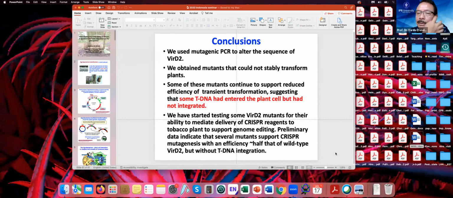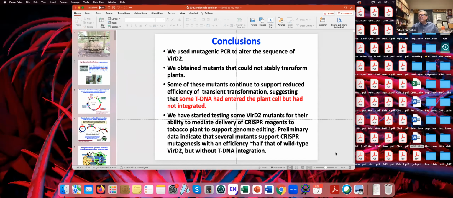Yes, Prof. Gelvin, when I try to use the minimal medium to grow the Agrobacterium, we cannot get enough concentration of the Agrobacterium for transformation. Could you explain this phenomenon, or how can I get enough concentration of the Agrobacterium when I use the minimal medium to grow them?